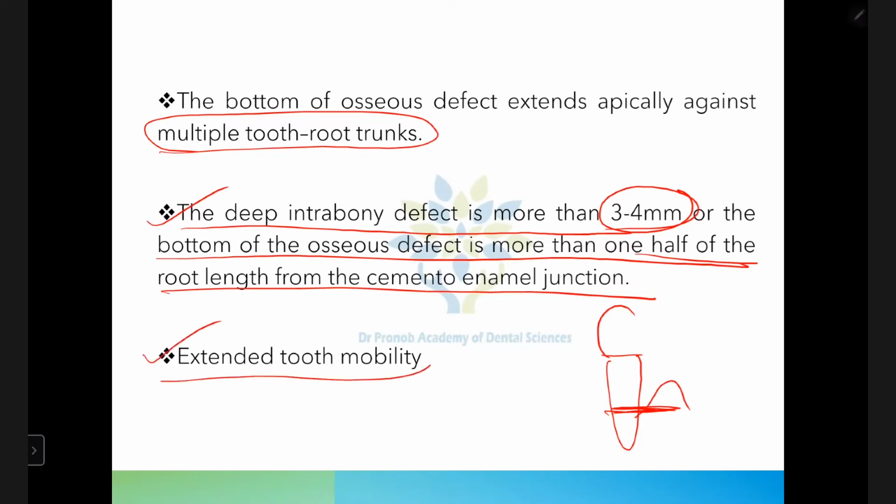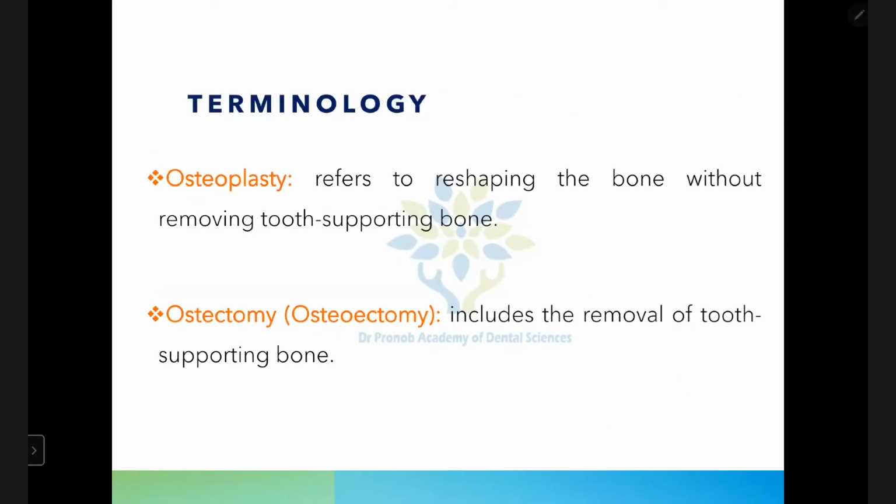And if the tooth has extended tooth mobility, then there's no point in doing the surgery. Already the tooth is mobile because of the loss of alveolar bone. The tooth is mobile, so you cannot compromise the situation further.